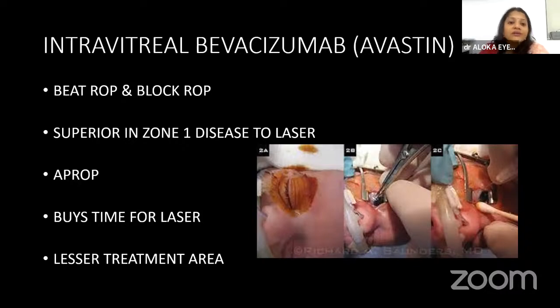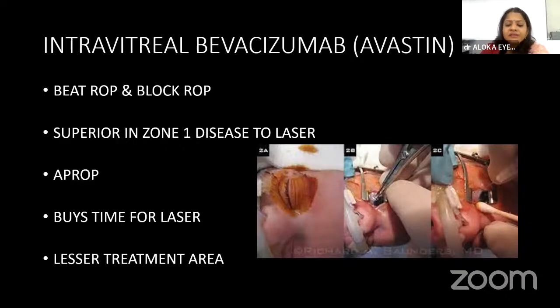Many times only a single injection is required and the ROP regresses beautifully. It buys time. Sometimes it buys time for laser. If your pupil is very small, cornea is very hazy, you are hardly able to see anything because of the rubeosis of the iris, then those are the ones where after giving Avastin, there's nice dilatation and you can then do your laser very well. Lesser treatment area will be required for the laser, and therefore fewer post complications as the child grows up. So there are good studies, BEAT-ROP and BLOCK-ROP studies, that have published the data very well.